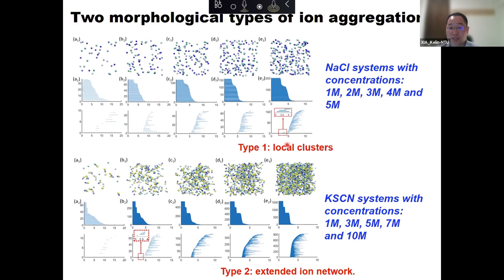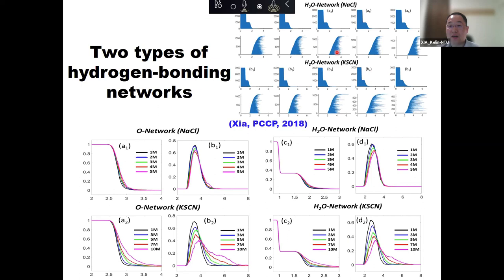And then KSCN, they are more highly connected with each other. The reason is actually NaCl, they form a certain local cluster. This local cluster is of great importance biologically. We'll get to that later. And more importantly, we are studying the corresponding hydrogen networks.